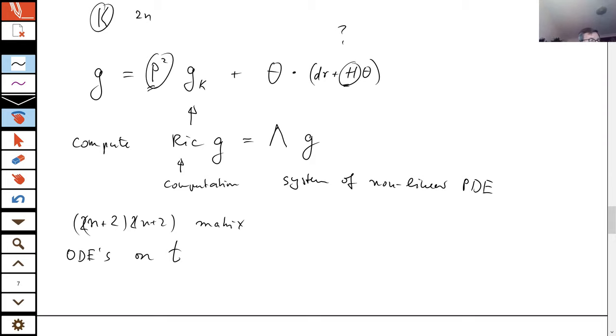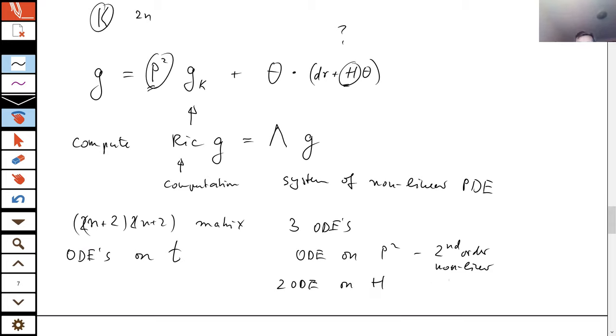And there are nonlinear ODEs, and I think it was three of them. One ODE on that conformal factor, one ODE on P squared, and this is a second order nonlinear. So I'm almost done. And we have two ODEs on this function H, and one of these is second order, and one of them is first order.